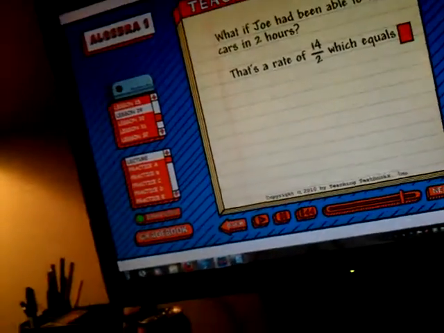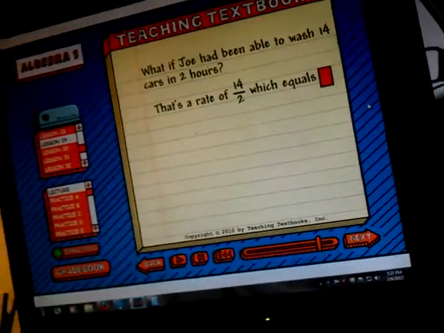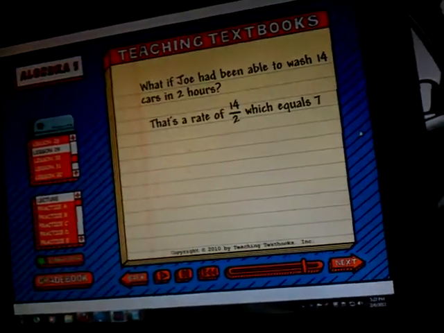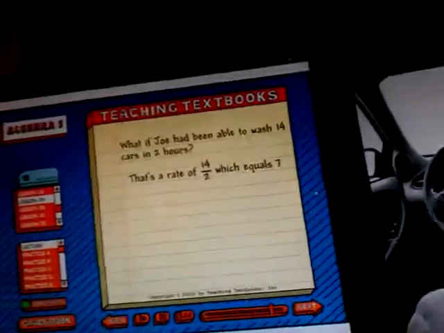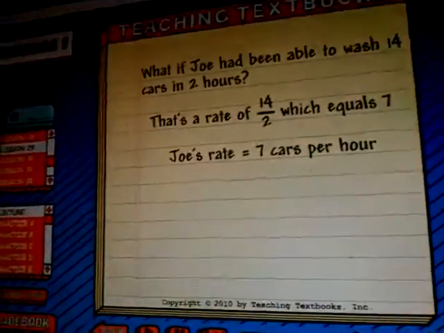14 divided by 2 is 7. That's right. And so Joe's rate would have been 7 cars per hour. That's how you calculate it.